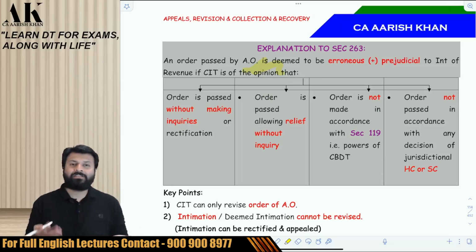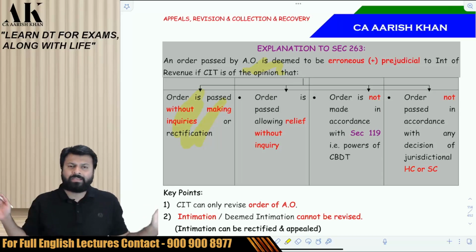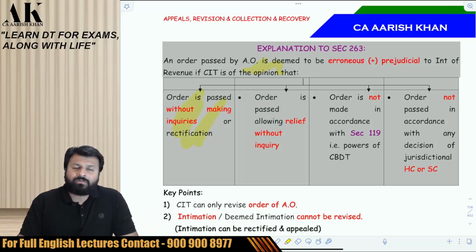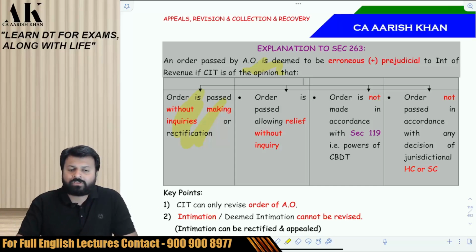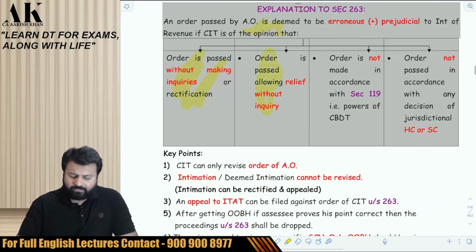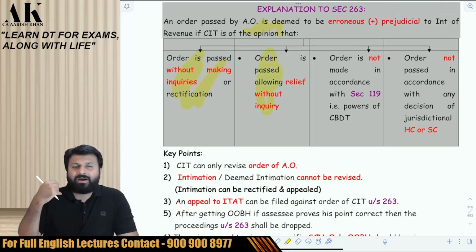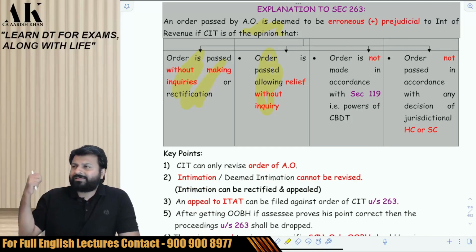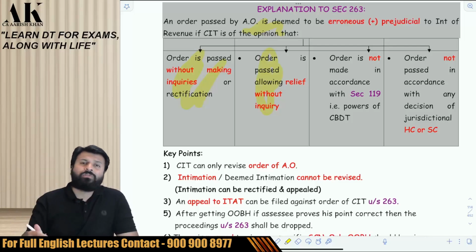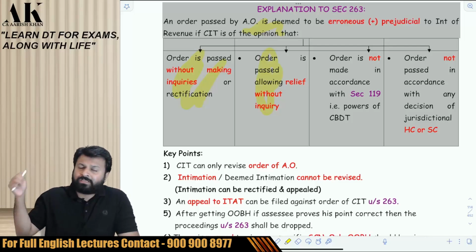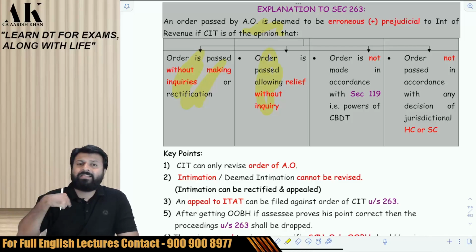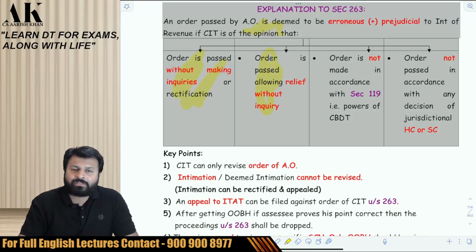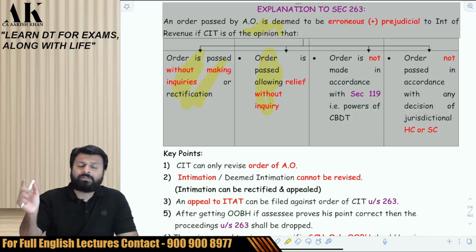If the CIT is satisfied that the order passed by the AO is without making any inquiries, then the CIT can say that the order passed by the AO is erroneous and prejudicial to the interest of revenue. If the CIT is of the opinion that the AO has passed an order giving relief to the assessee without inquiring into the case, so he is giving the deduction, he is giving the relief to the assessee without inquiring, in that case, CIT can revise the order under section 263 because it can be called erroneous and prejudicial to the interest of revenue.